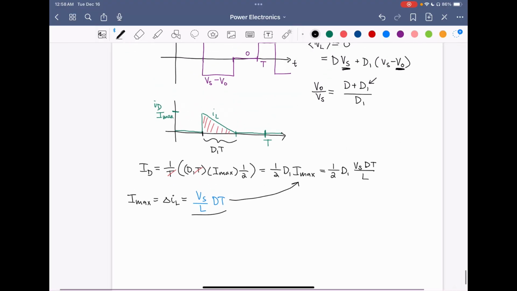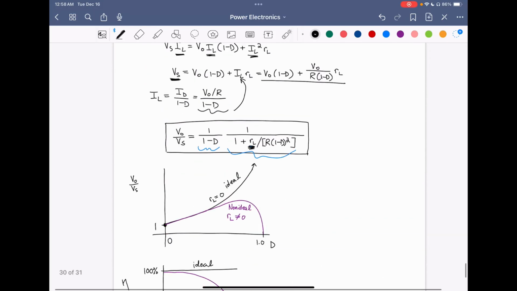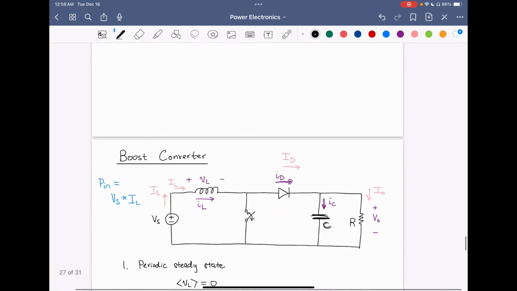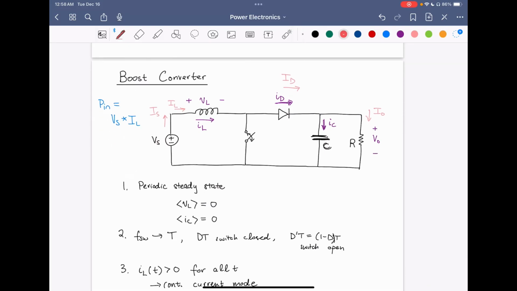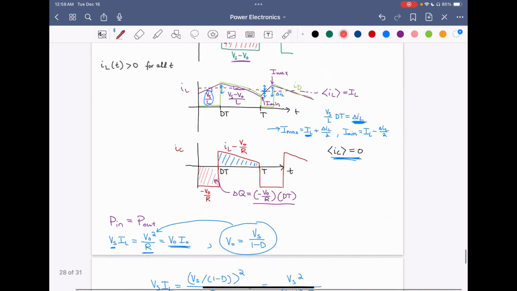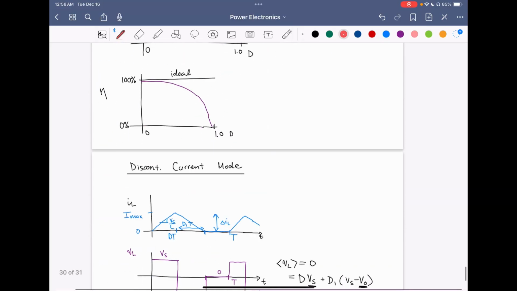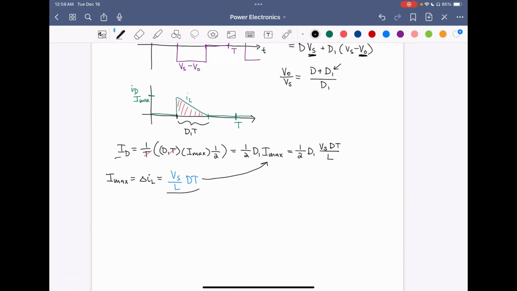Now there's one more thing to note. In this boost converter, the average diode current is equal to the average load current, which is equal to Vo over R. This is because the average capacitor current equals 0, so this current must be equal to this current. Therefore, we can equate this average diode current to the average load current, which equals Vo over R.